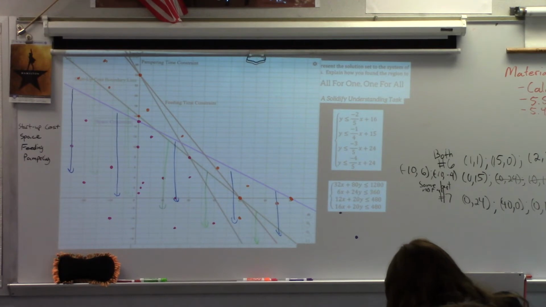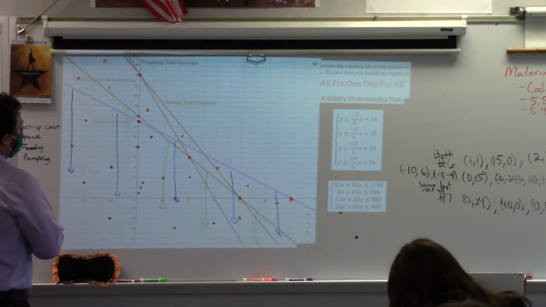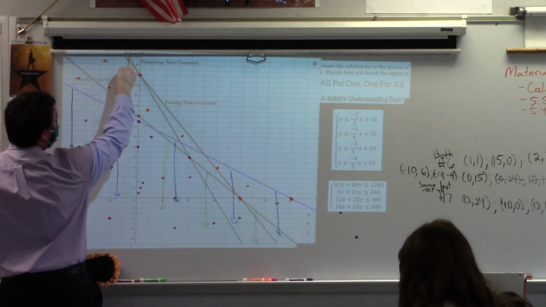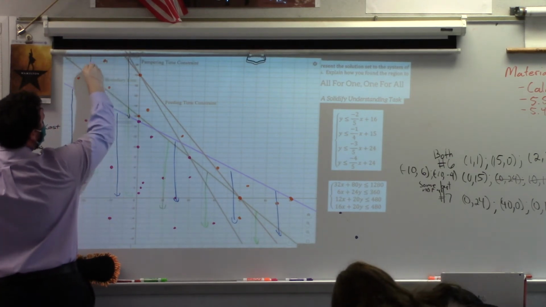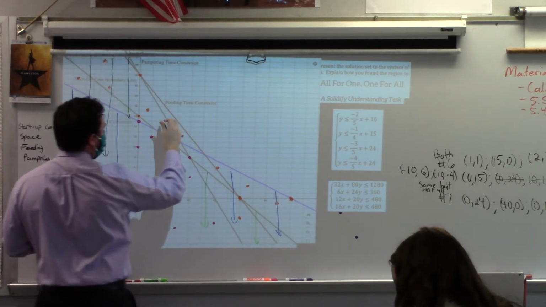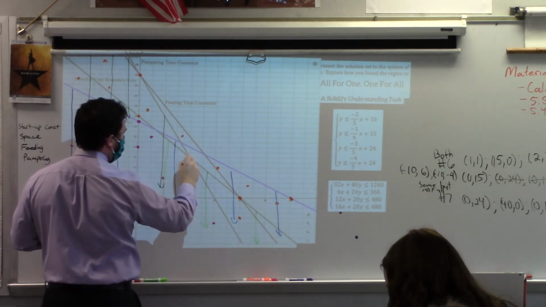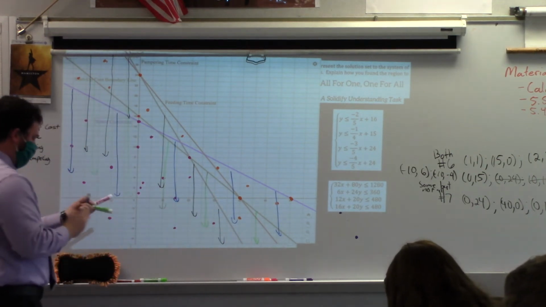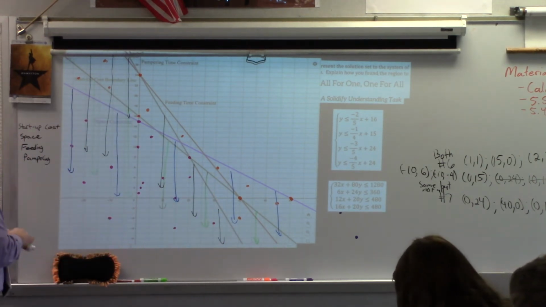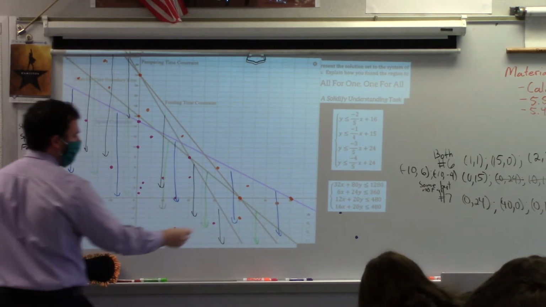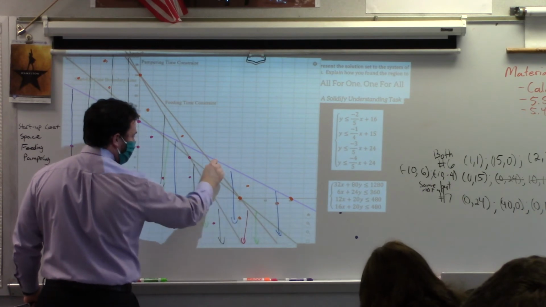Alright, what about for the pampering time constraint? Down. Now notice it's going still up and to the left, so it would be down from here, but it would also even be down right here. And right here. And right here. And right here. And right here. And then what about the feeding time? Down. So I'm going to go to that red line, I'm going to shade down.